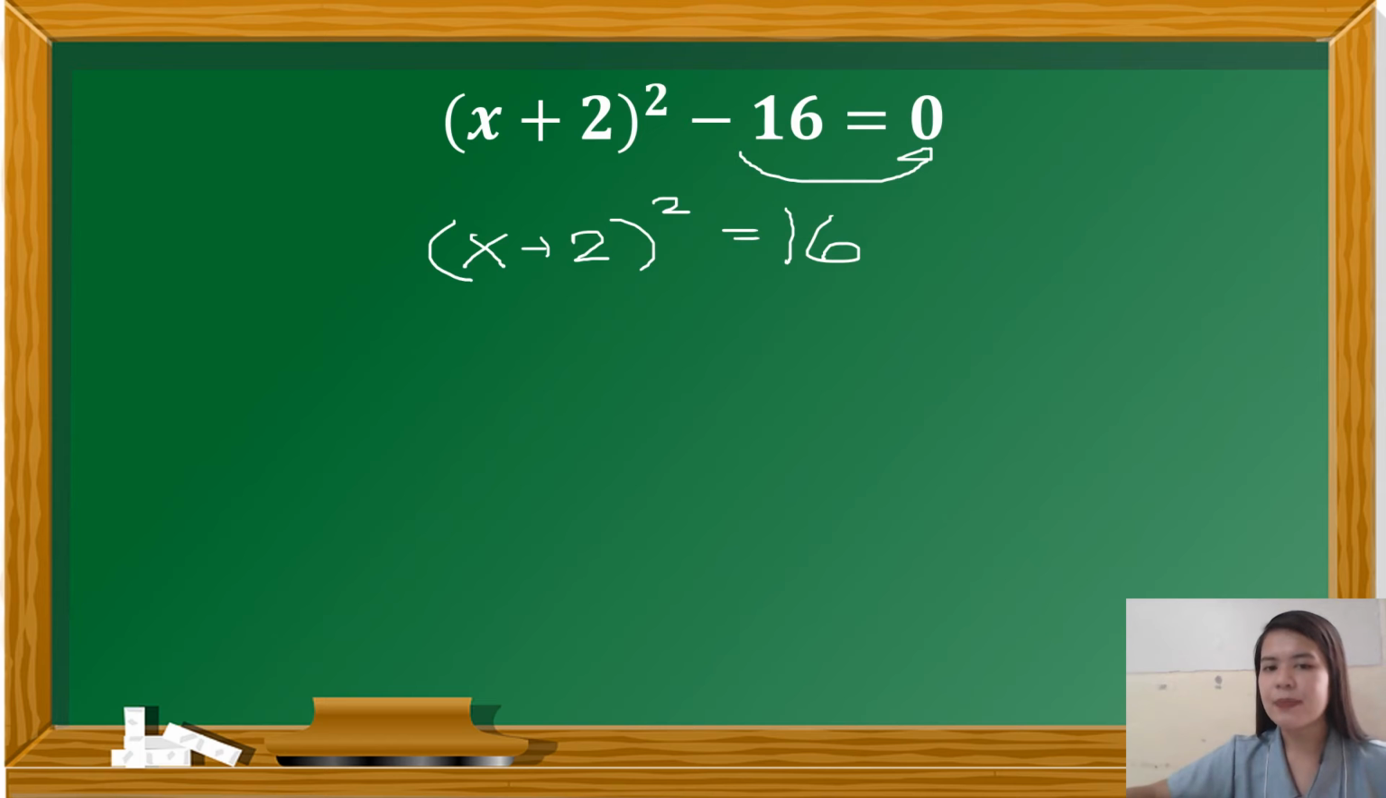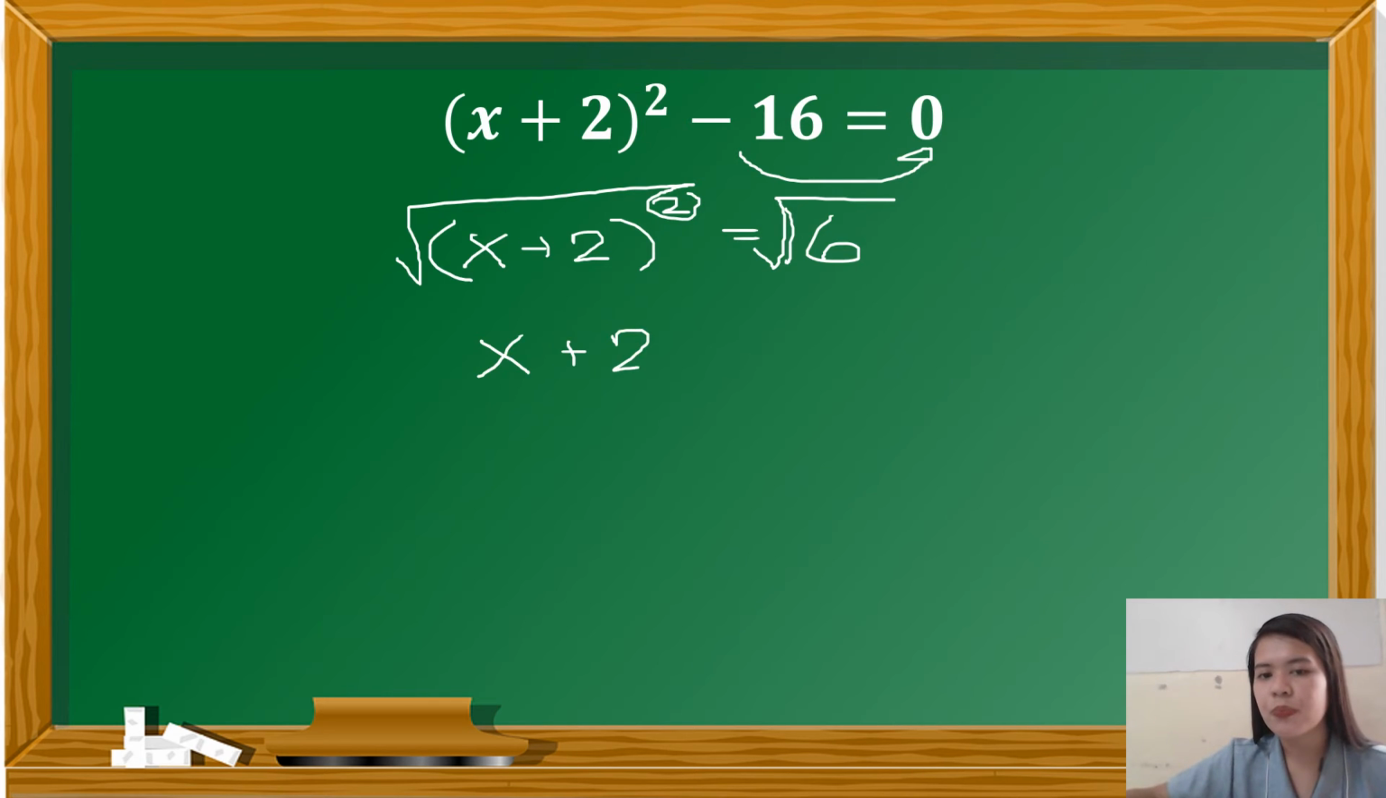And then, from that, get the square root of both sides of the equation to eliminate this exponent 2. We can eliminate the exponent 2 by getting the square root of both sides. So we only have here x plus 2 is equal to, what's the square root of 16? Positive negative 4. So let me explain.